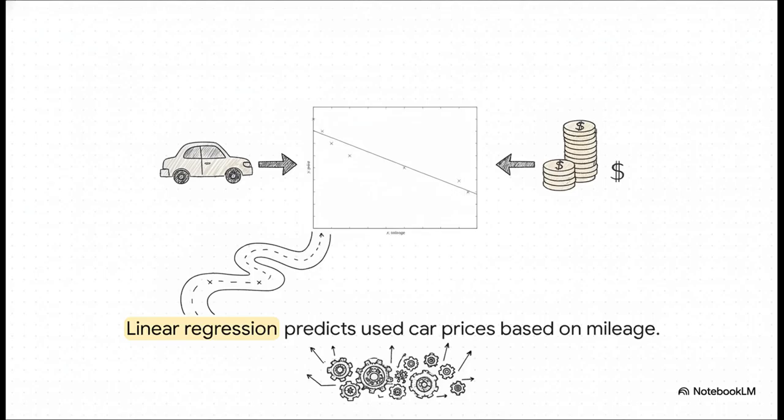Right. So imagine mapping out a bunch of past car sales on a graph. As the mileage gets higher, the price generally drops, right? Linear regression is literally just the process of calculating and drawing a straight, best fit line right through the middle of all those scattered data points. Once you've got that line, if a brand new car rolls onto the lot and you know its mileage, you just find that exact spot on your line, and boom, you have your predicted price.